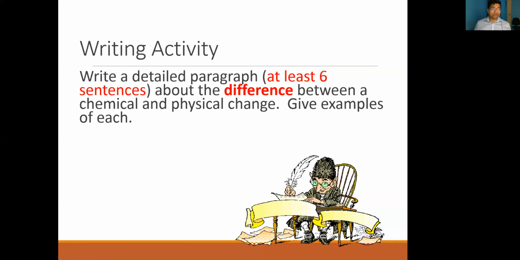Before doing this, I would like to ask you something. I would like to give you some instructions. That's basically the home task. You need to write a detailed paragraph, at least 6 sentences. 6 sentences means 6 complete sentences, not 6 words. About the difference between a chemical and physical change. What do you think in your own words?